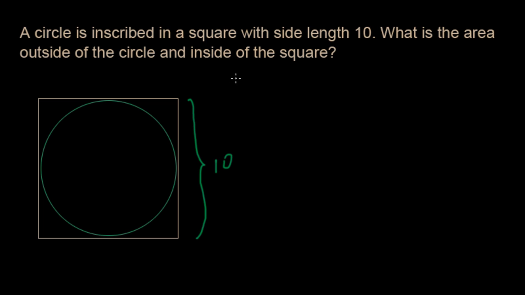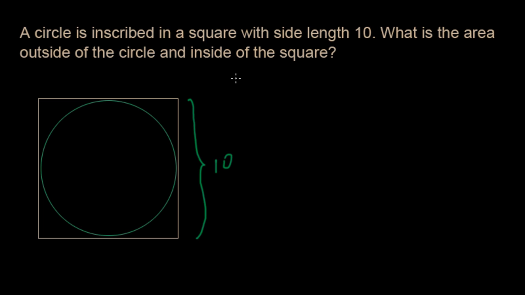Now if we know the side length, we could easily calculate the area of the square. Now the area inside of the square includes everything in a square. If we could remove the area of the circle from that, then we get the area in between the circle and the square. So we could subtract the area of the circle from the area of the square, then we would get the area that's required in the problem.